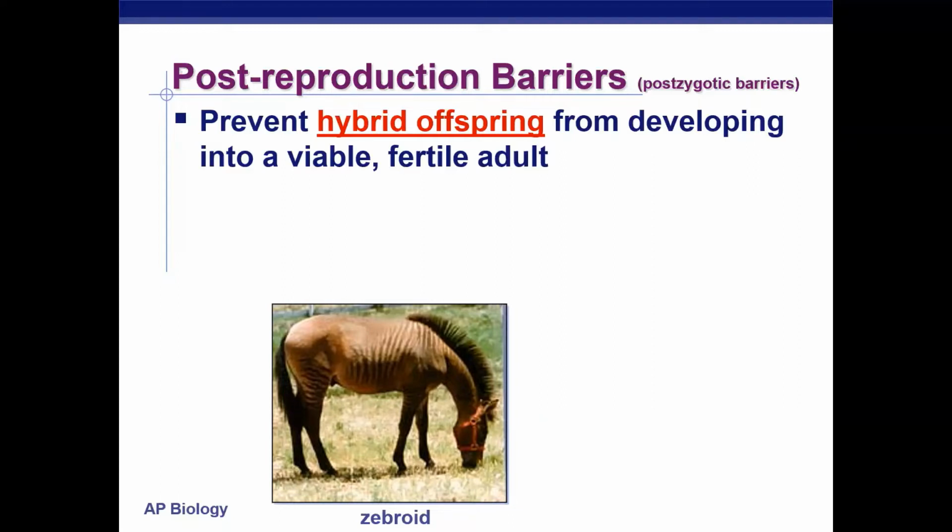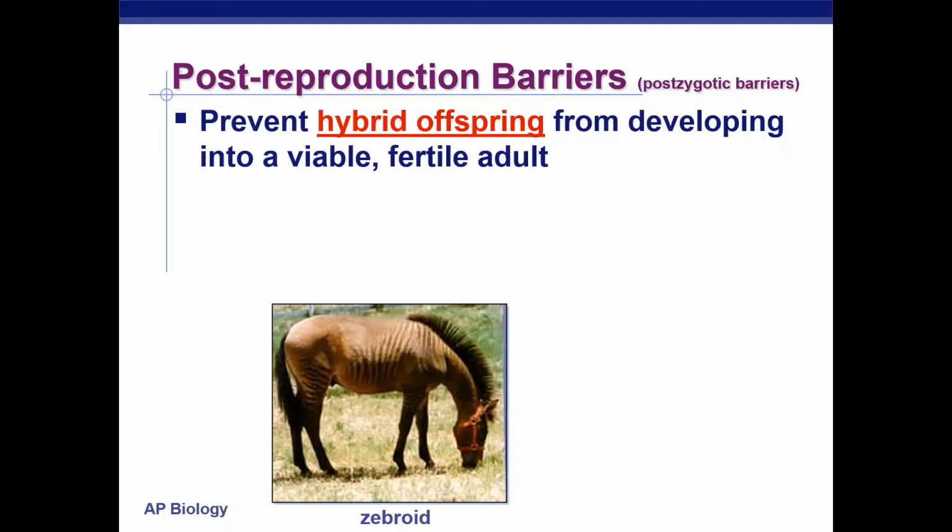Now we're going to look at post-reproduction barriers, post-zygotic barriers. So the zygote forms, but then after that, things go wrong. Maybe it doesn't completely develop, the offspring are weak, maybe they're sterile, or they break down after one generation. So that's what we're going to look at: these post-zygotic barriers that prevent hybrid offspring from developing into a viable fertile adult.